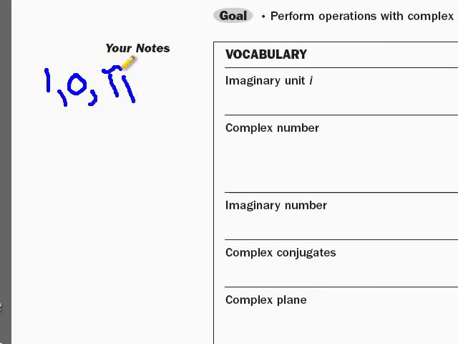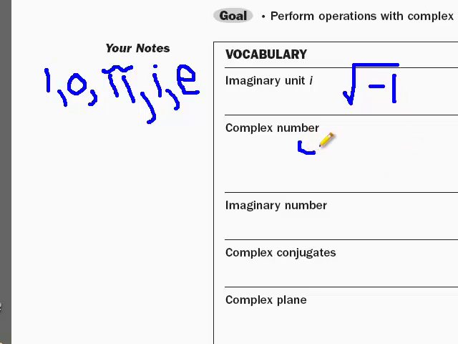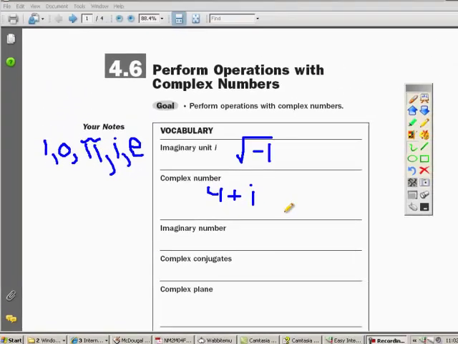Those are the 3 that you've already learned about. Today we're going to learn about i. And then the 5th one is e, and we're going to learn about that later on this year. An imaginary unit i is simply the square root of -1. When we talk about complex numbers, we're talking about things like 4 plus i, or 4 plus 2i.